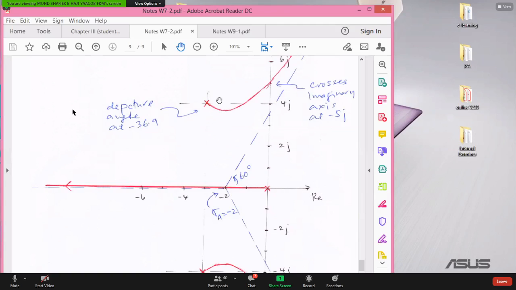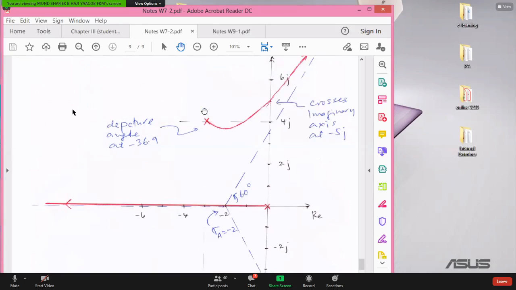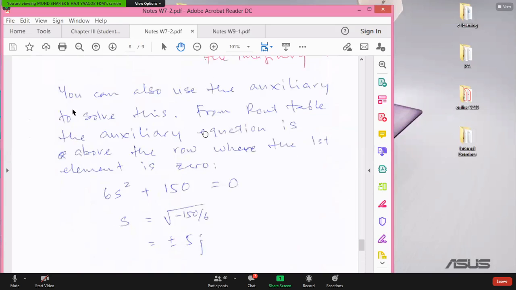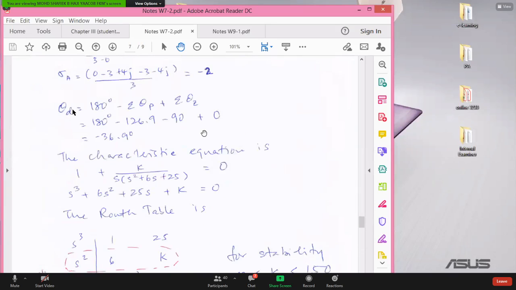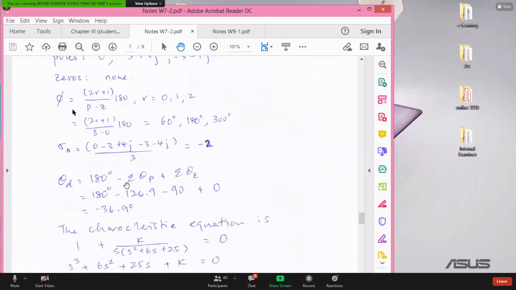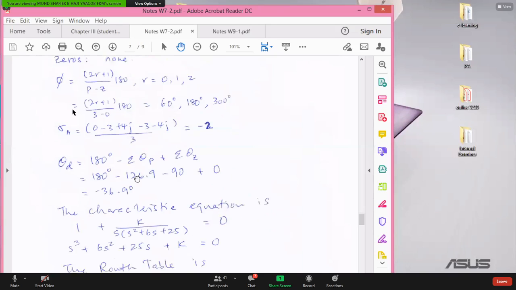And then the locus is going to leave this complex pole. Therefore, we need to find the departure angle. The expression for the departure angle is 180 minus the angle from other poles plus the angle from other zeros. But since we don't have any zeros, all you have to do is find the angles from the other poles. We have two other poles. Let's go down.